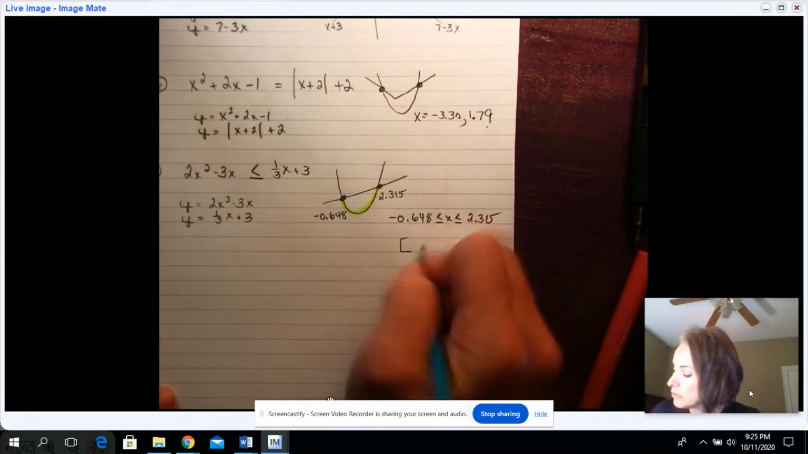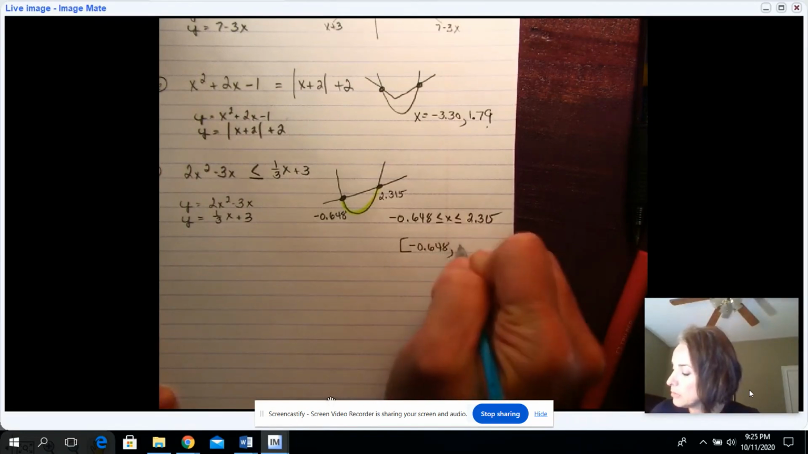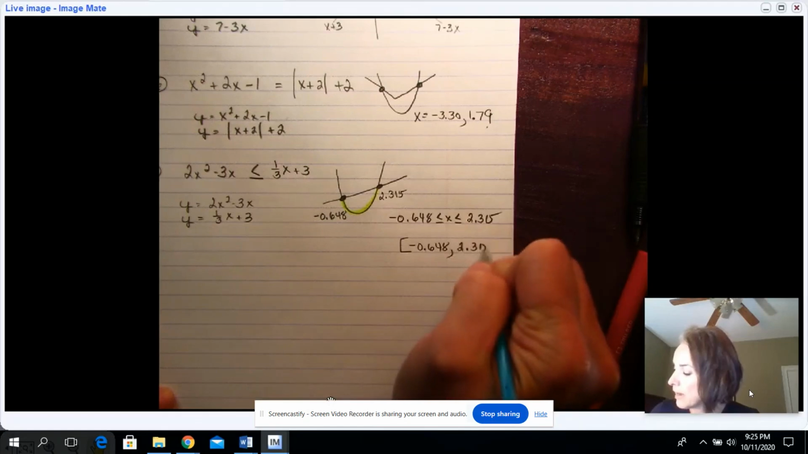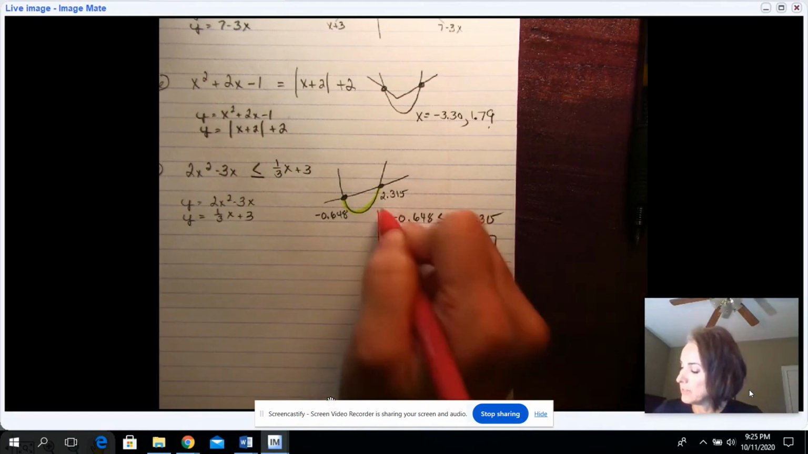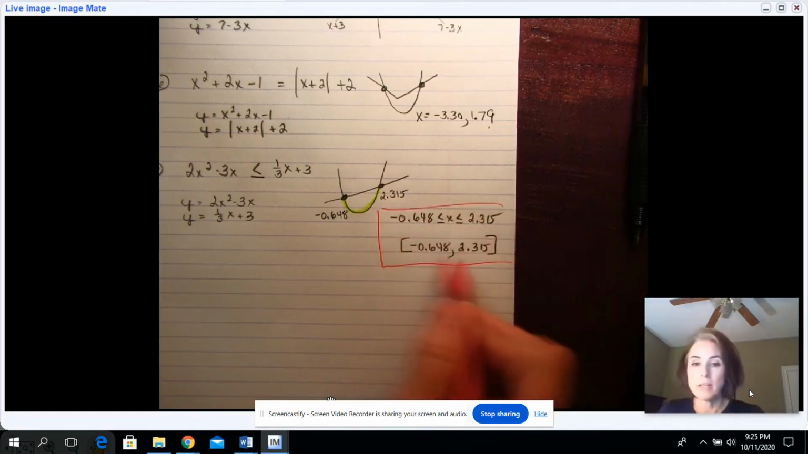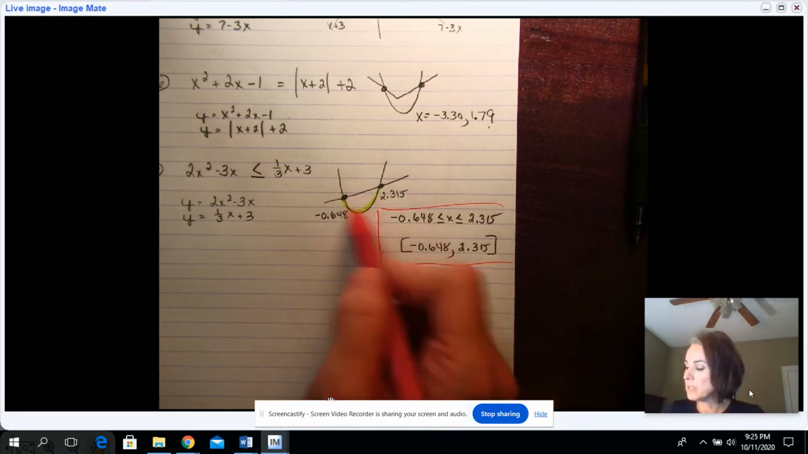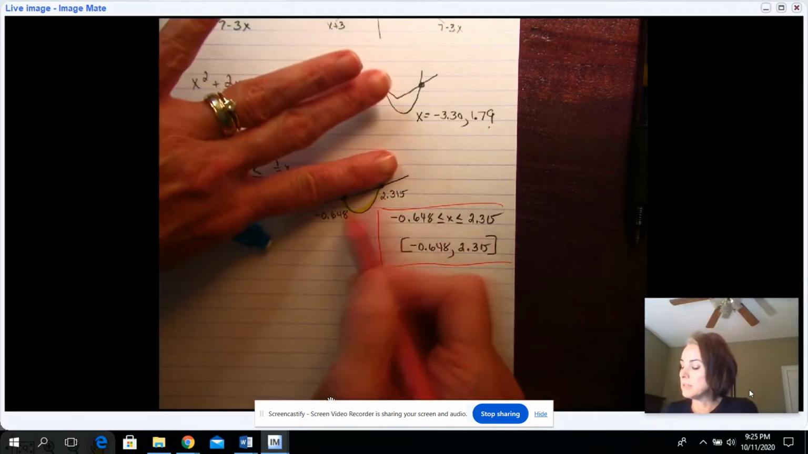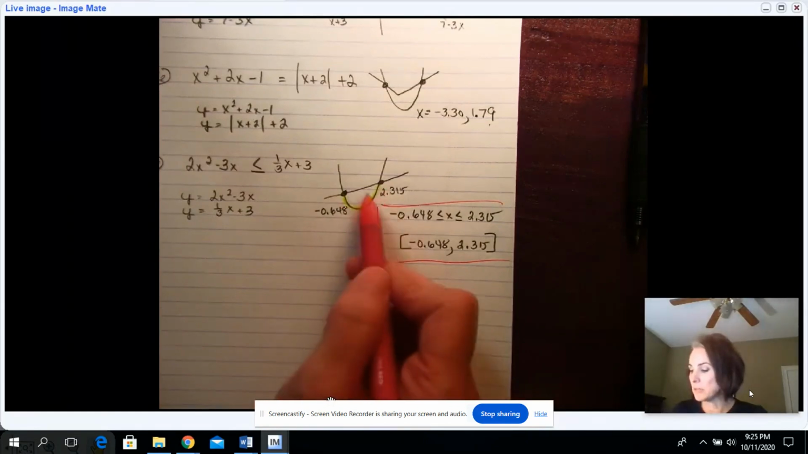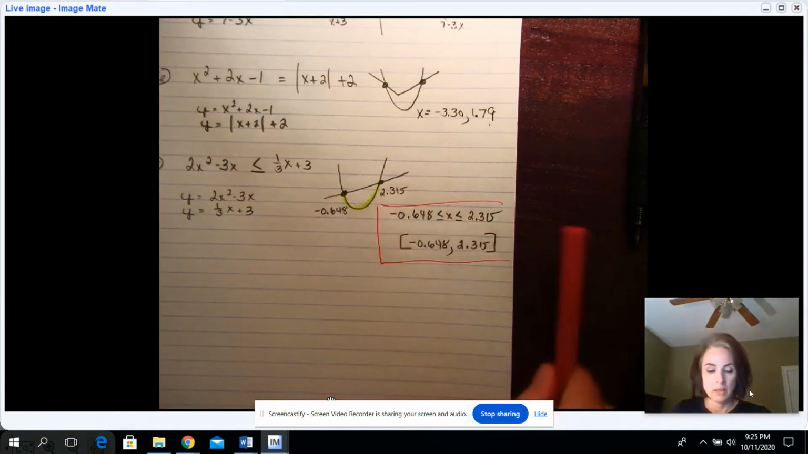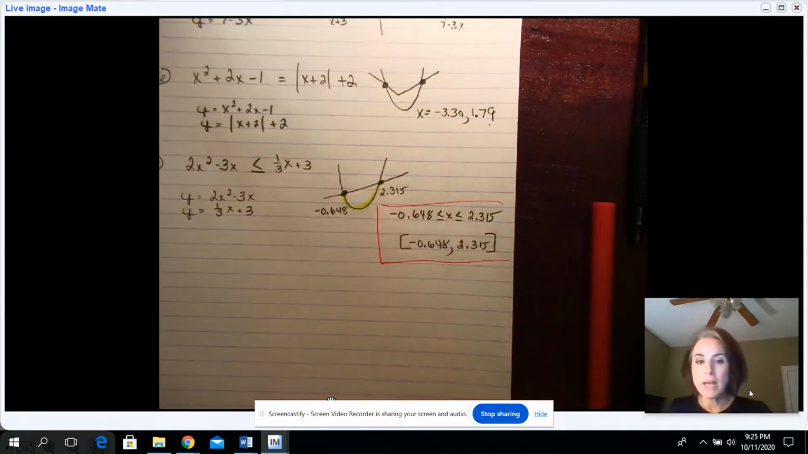In interval notation, you would have negative 0.648 to 2.315 with brackets. So there it is as an inequality, here it is in interval notation. But it literally wants to know when is the parabola less than the line. So it dips below the line between those two points. Okay, so that's your notes.